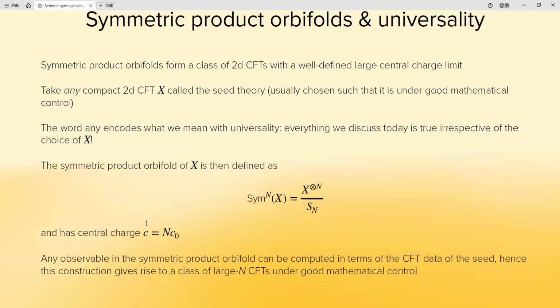Okay, so symmetric product orbifolds form a class of 2D CFTs that have a well-defined large central charge limit. And the way that you can construct them is to take any compact 2D CFT, X, that we will call the seed theory. And the seed theory is usually chosen such that it is under good mathematical control. But what I mean with any here is really any. And everything I will say today will be true regardless of the choice of X, as long as it's unitary and compact.